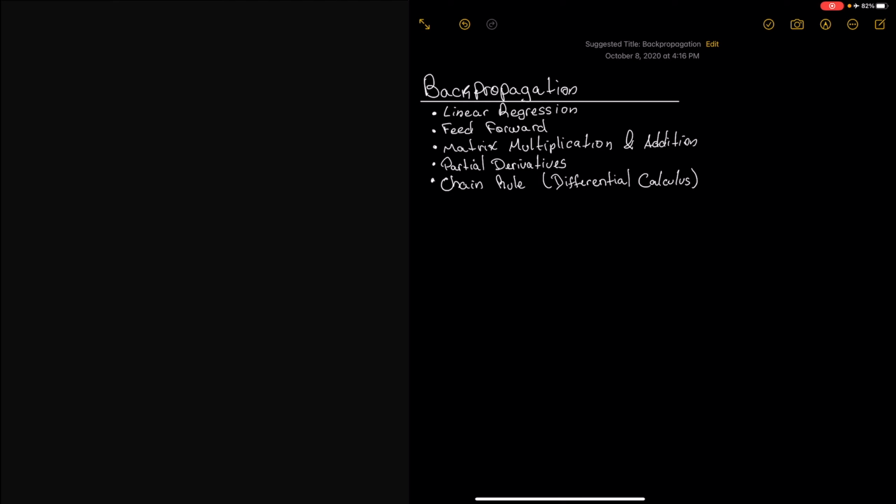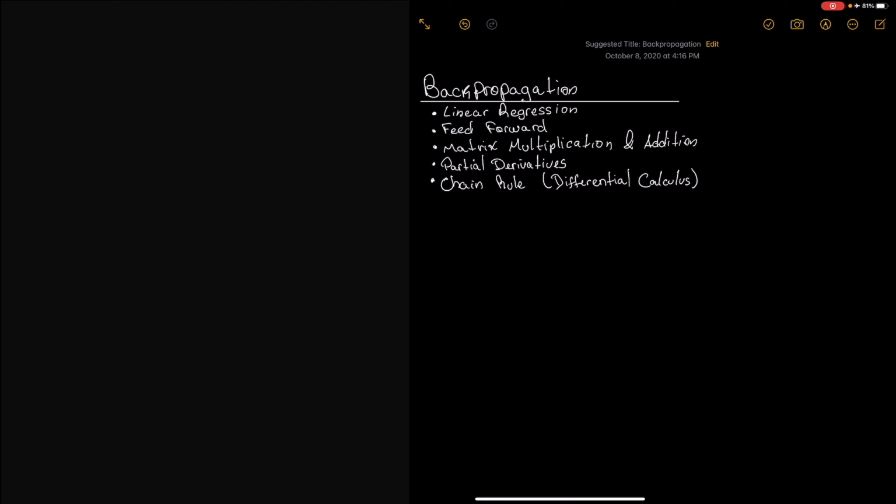Now, if you know linear regression and if you know feed-forward, then I am pretty sure that you should know matrix multiplication and addition, and you should also know partial differentiation and the chain rule. Now, I cannot stress enough how important the chain rule is for the backpropagation algorithm. It is essential to it. In fact, the backpropagation algorithm is the backpropagation algorithm because of the chain rule.